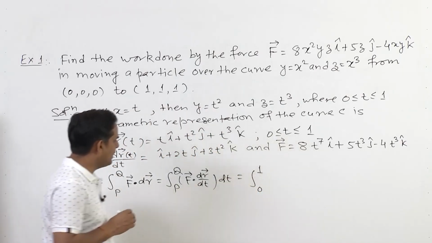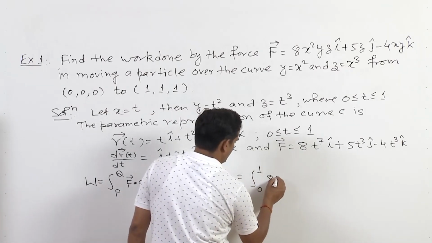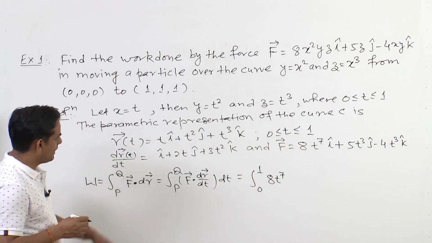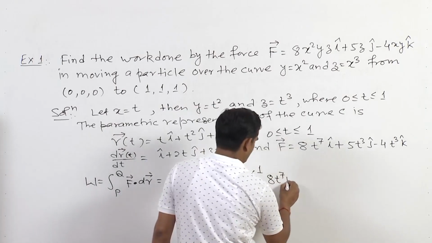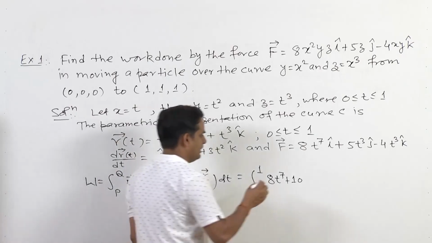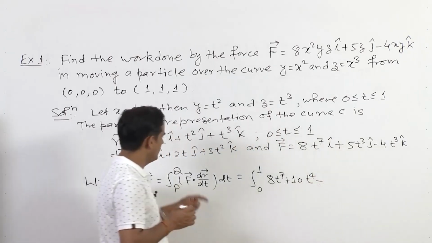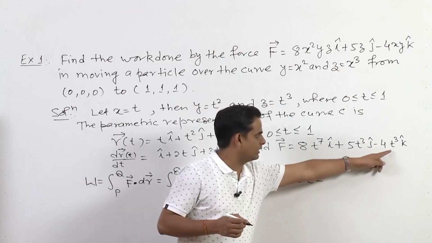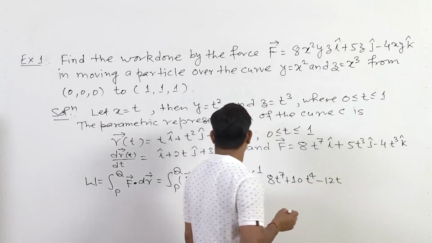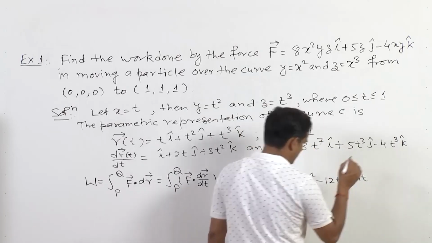So, it will be the integral from 0 to 1 of f dot dr, which will become 8 into t raised to power 7, plus 5 into 2, 10, and here I am having t cube, here I am having t. So, 10 into t raised to power 4, and then minus 3t square here, 4t cube here. So, the total will become 12 t raised to power 5, and then dt.